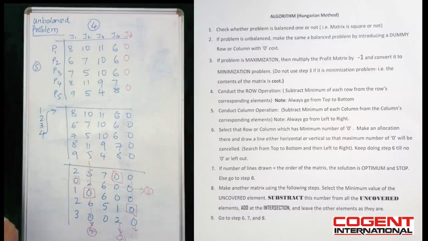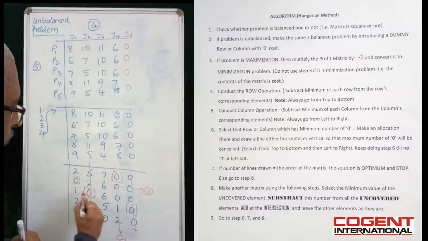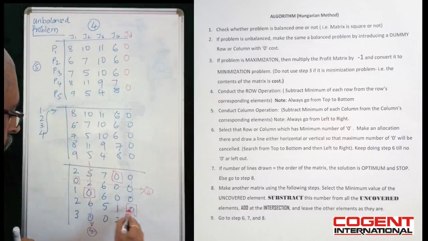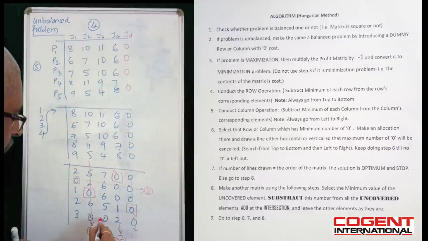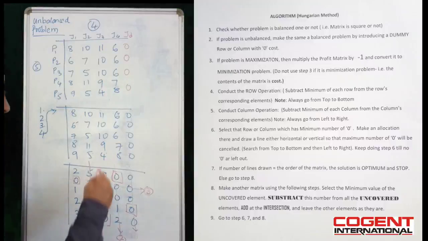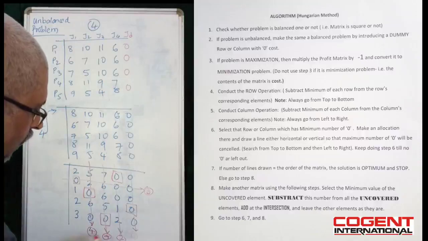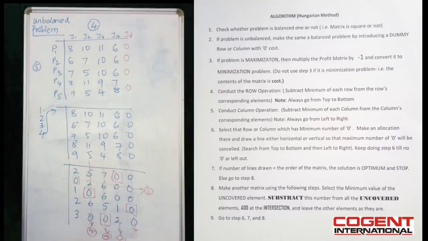Again I keep searching for zeros. Come to the first row, no zeros. Second row cancelled. Third row no zeros. Fourth row no zeros. Fifth row, here I get 1 zero. So I will allocate here and draw a line horizontally or vertically to cancel the maximum number of zeros. I can draw anyhow because no zeros are getting cancelled. I'll cancel it like this and I will say this is number 5. I don't have any other zeros, so I'll go to step number 7.